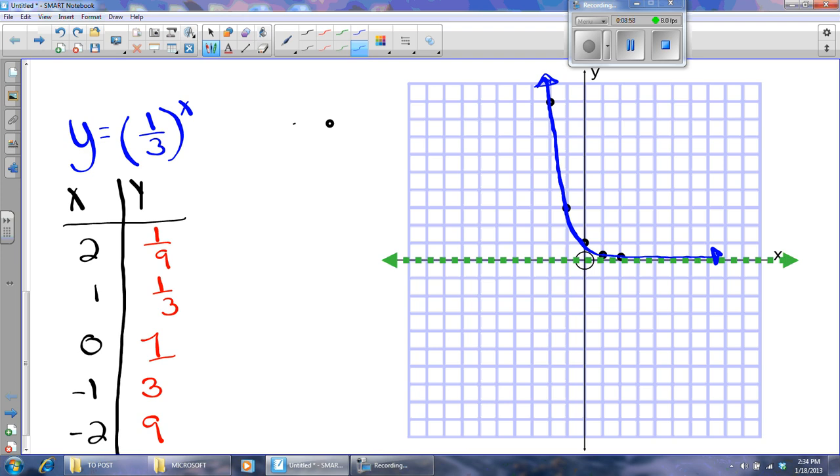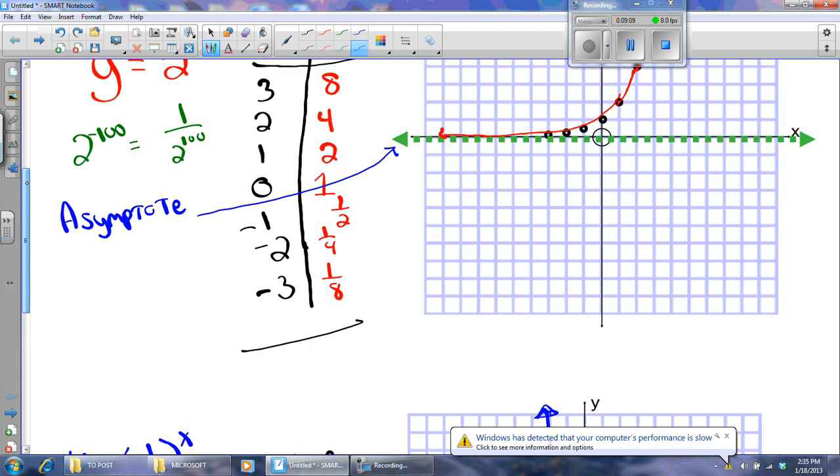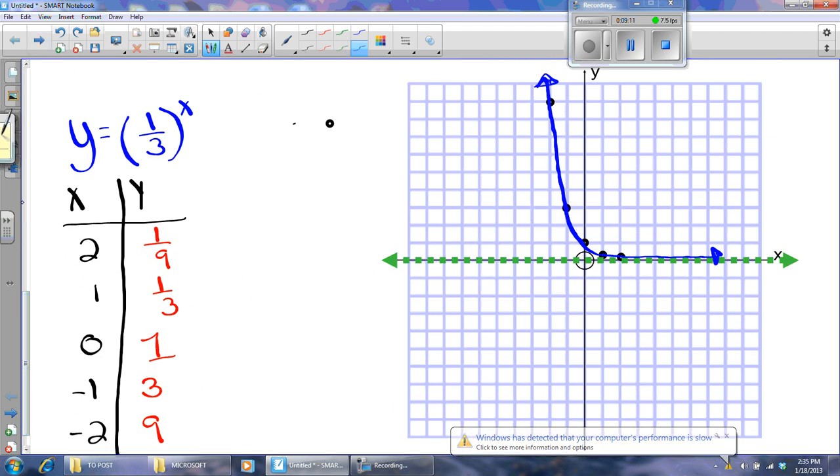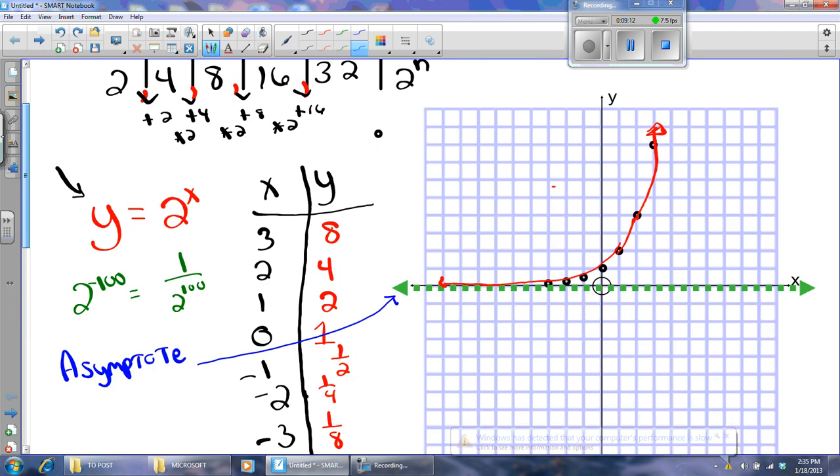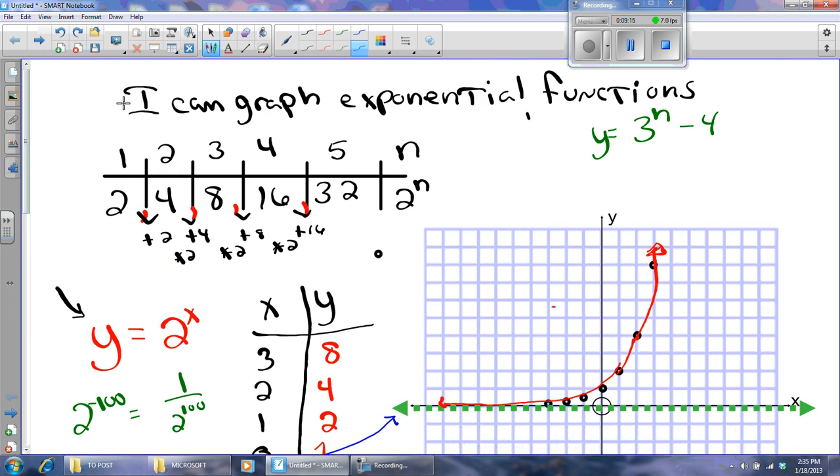All right, so that's pretty much it. We made a little quick t-table, got the curve, and drew our asymptote in, and then drew our curve. So that's your lesson for today. We'll get some practice with that tomorrow. You should be able to have a pretty good effort at graphing exponential functions. And then in a day or so, we'll see how this stuff is used.